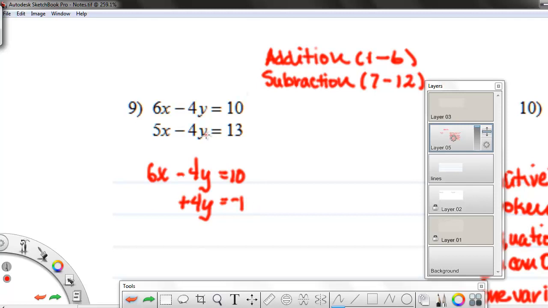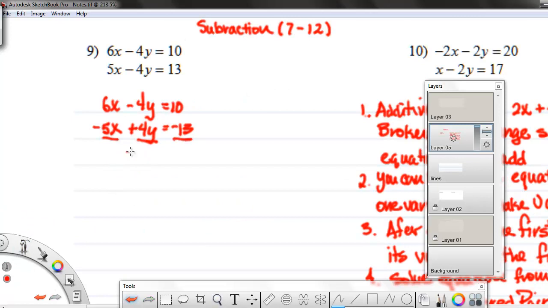So the -4y changed to a +4y, the +13 changes to a -13, and the +5x changed to a -5x. This allows me to go ahead and add them now, and that will give me 1x. The y's go to 0, and I get -3. So x equals -3.